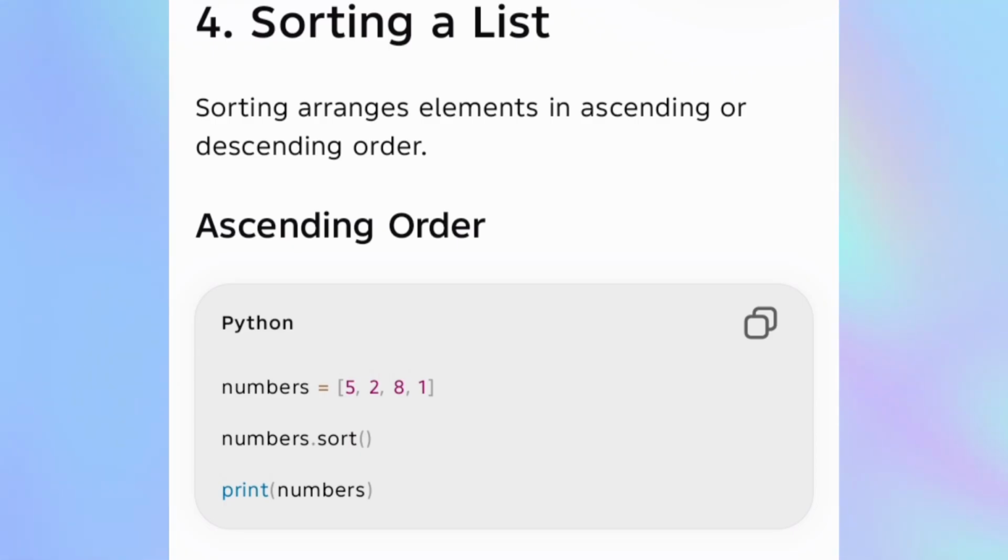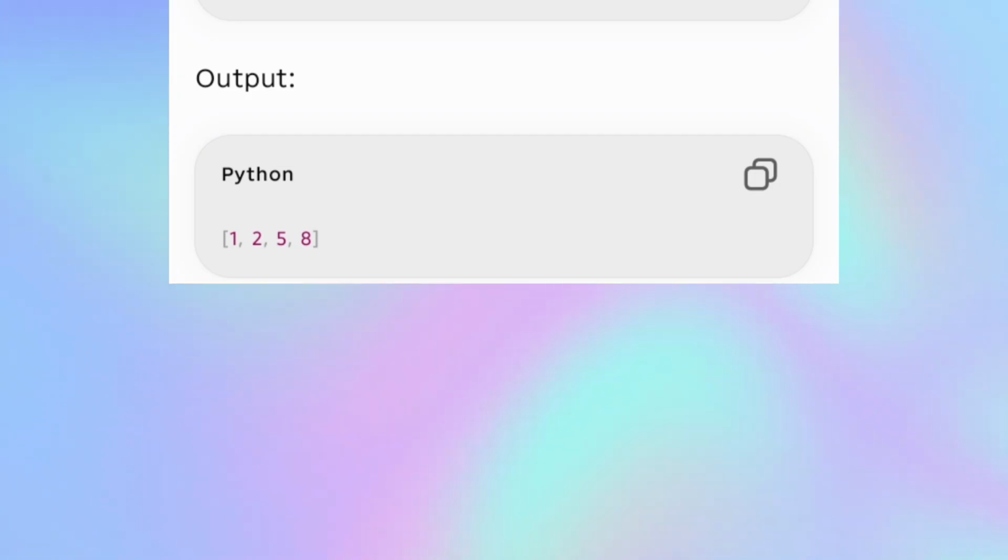Sorting a list in ascending order. Sorting arranges the elements in ascending or descending order. Ascending order: numbers = [5, 2, 8, 1], numbers.sort(), print(numbers). Let's see the output. Maybe the output is 1 2 5 8. Yes, the code is working fine. So the output is 1 2 5 8.